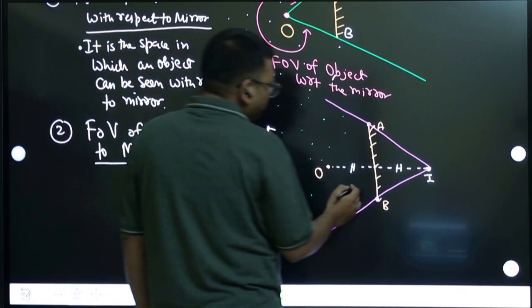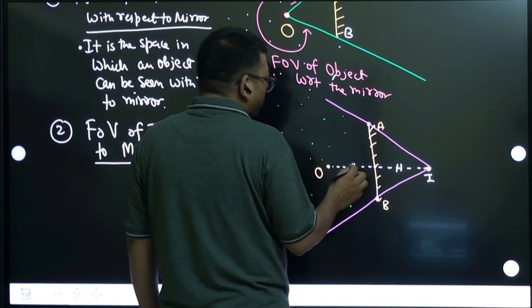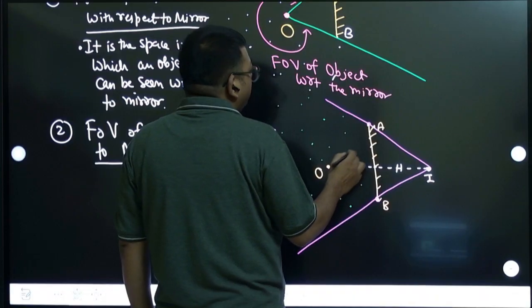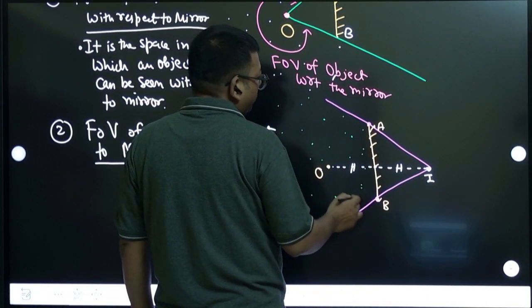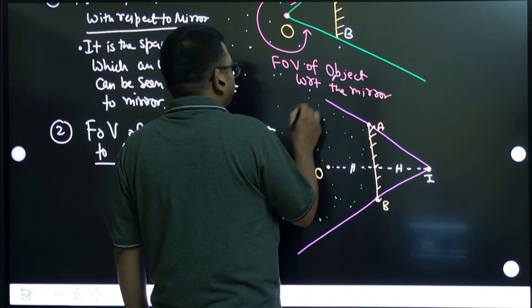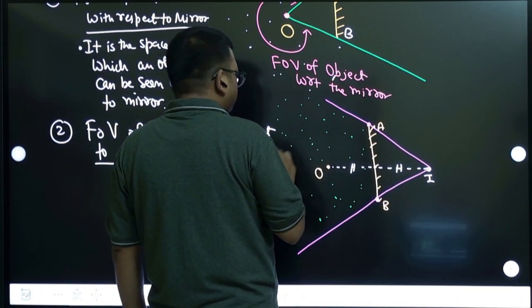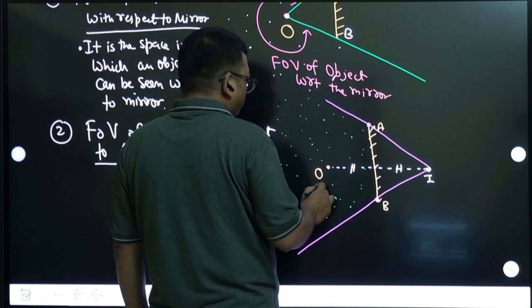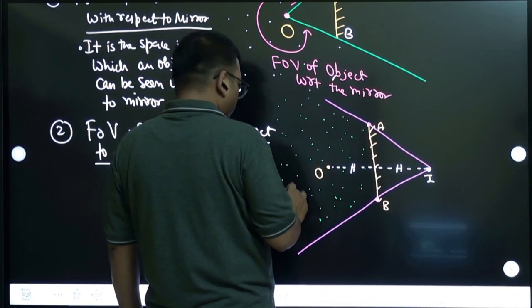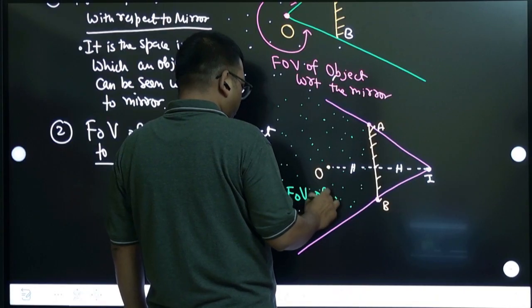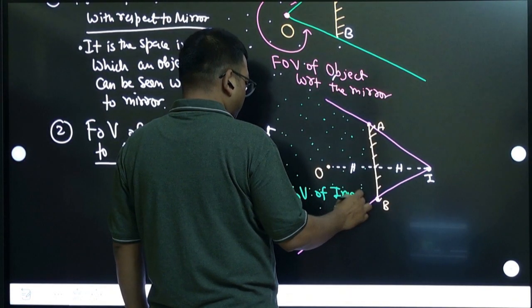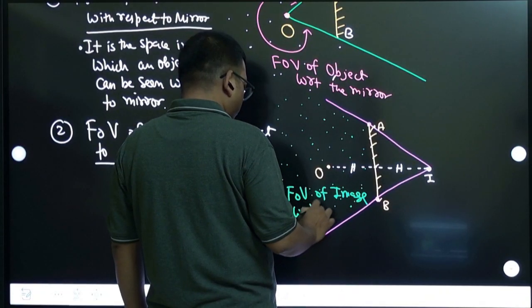Of course, if your eye is like a point, then you can be present anywhere. So you can say that this entire space is representing the field of view of image with respect to mirror.